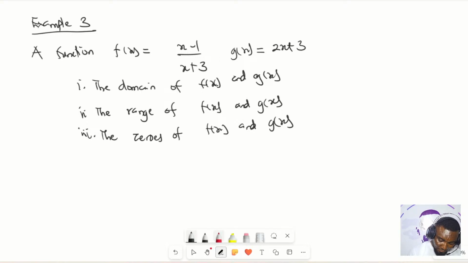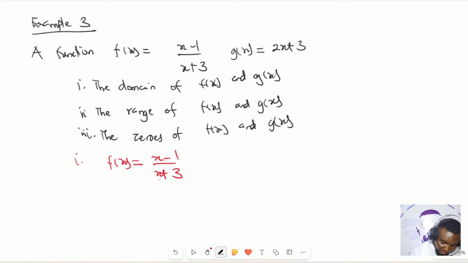So let's take the f of x for instance. For I, f of x is equal to x minus 1 all over x plus 3. So you want to find all the values in the function here that make the function defined on the set of real numbers, basically, because that's what we are dealing with.